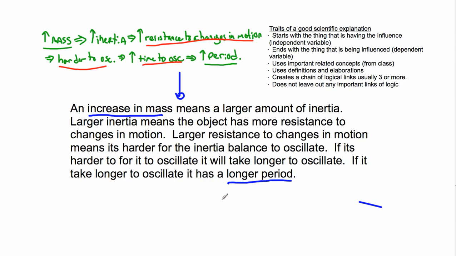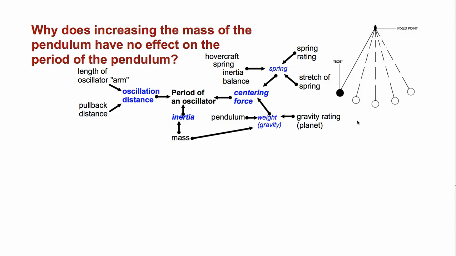Now let's do another explanation, this one a little bit more challenging. Alright, so here's a more challenging explanation. Why does increasing the mass of the pendulum have no effect on the period of the pendulum? Remember, the pendulum is a mass hanging at the end of the string that swings back and forth. Alright, well, let's go ahead and write our explanation.